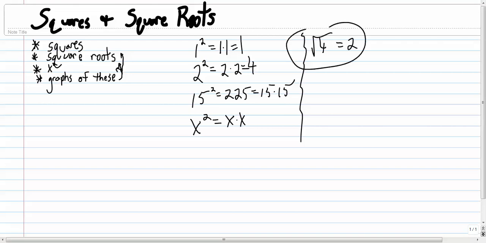So this ties back to that. And so the square root of 225 is 15. And what's the square root of x squared? That's just x.